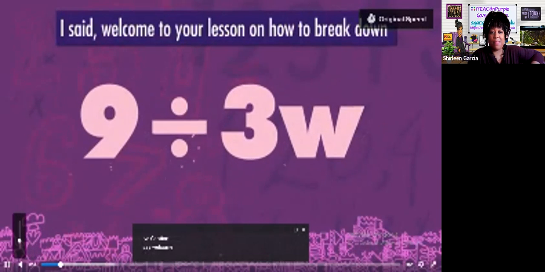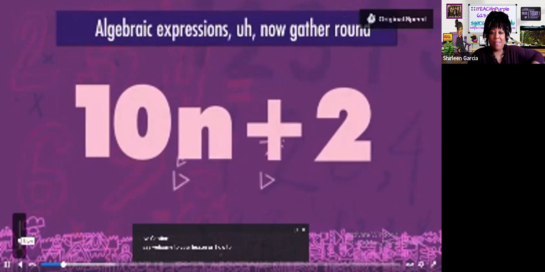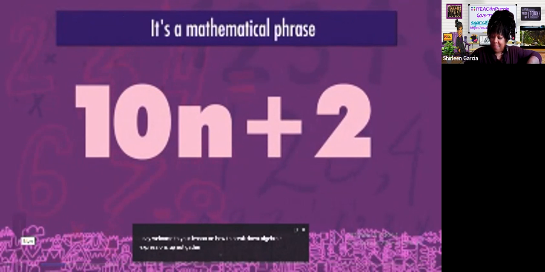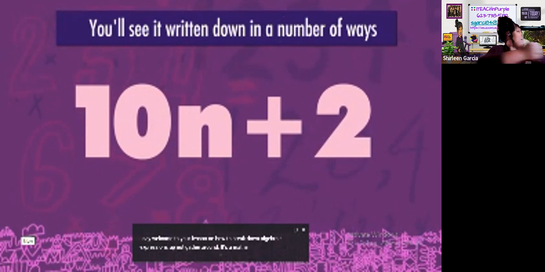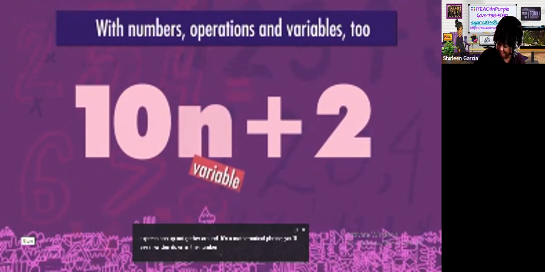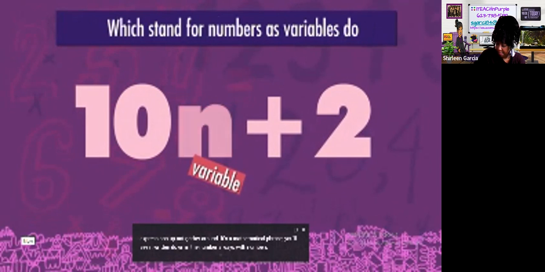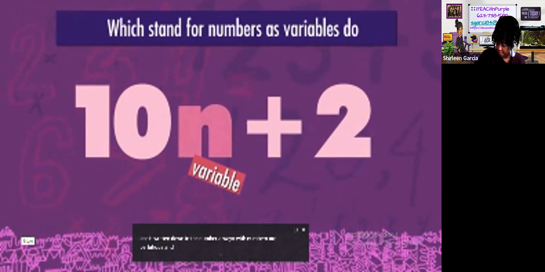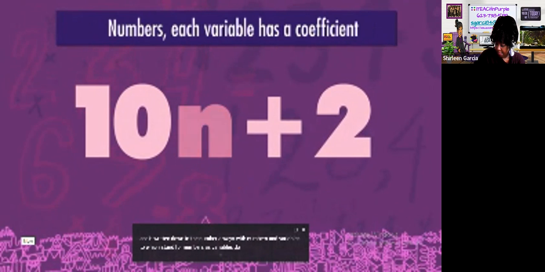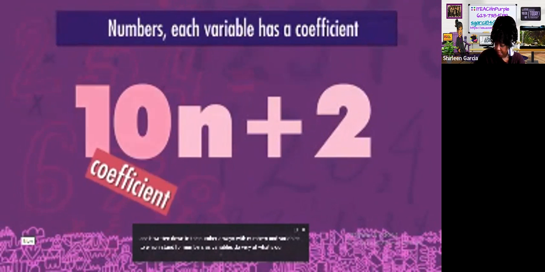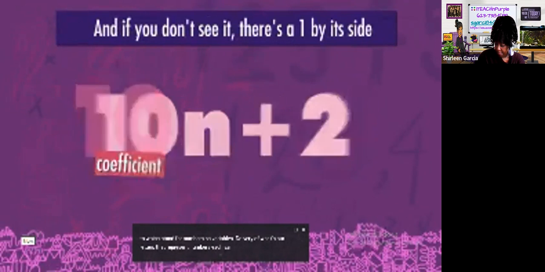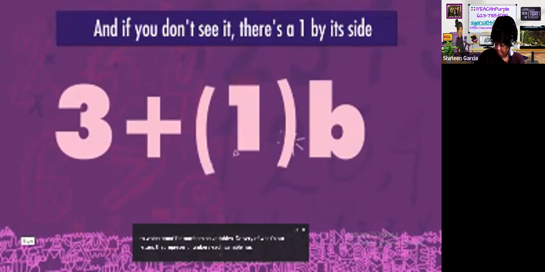Welcome to your lesson on how to break down algebraic expressions. Now gather round, it's a mathematical phrase. You'll see it written down in a number of ways, with numbers, operations, and variables too, which stand for numbers. Variables are letters that represent numbers. Each variable has a coefficient, which is a number that is multiplied by. And if you don't see it, there's a 1 by its side.